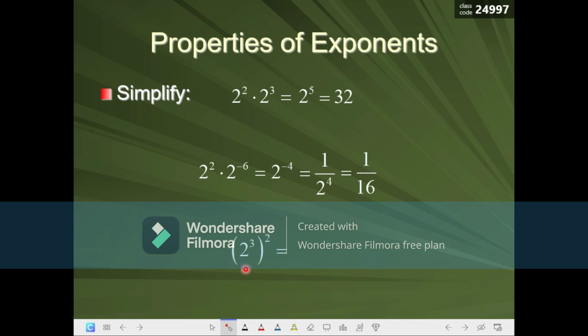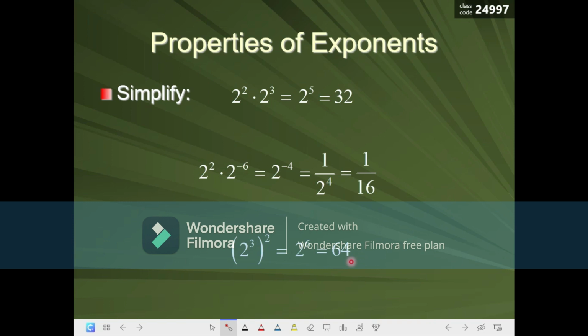Then we have the quantity 2 cubed raised to the power of 2. This is the power rule. All we have to do is copy the base and multiply the exponents inside and outside the parentheses. You have 2 to the power of 6 because that is 3 times 2. Then multiply 2 by itself 6 times, and the answer is 64.